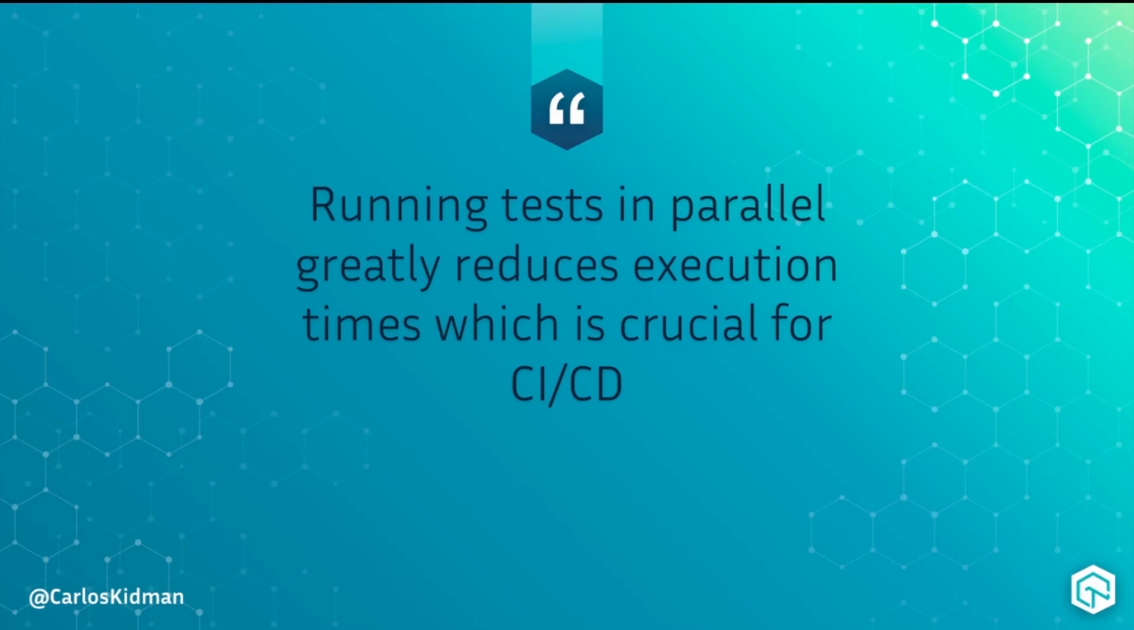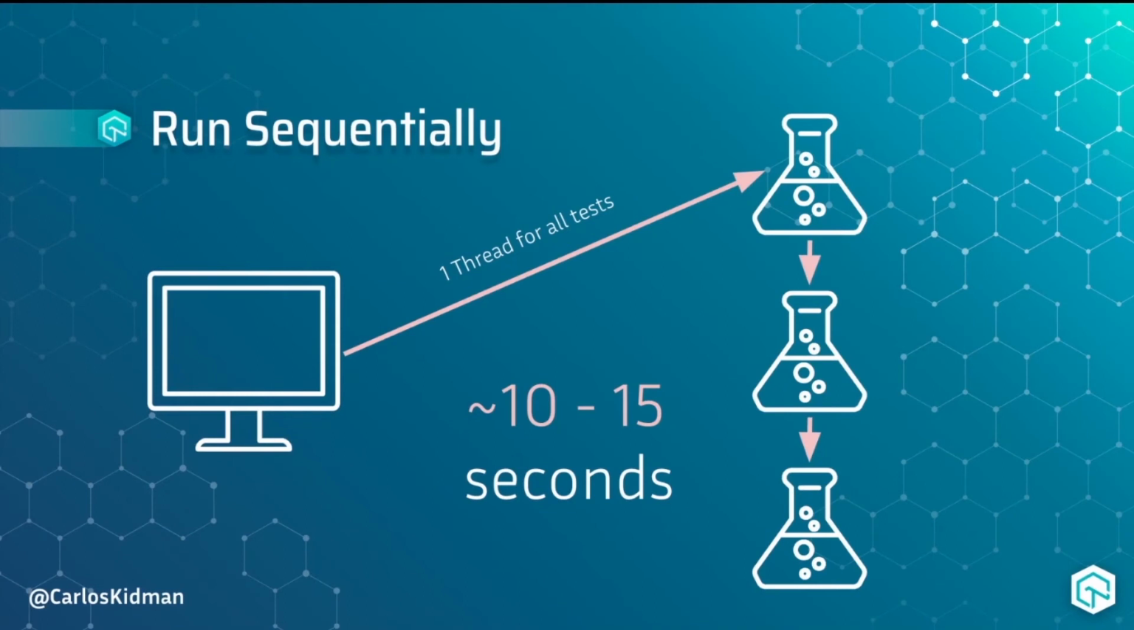It's up to you as the automation engineer to make sure your tests are designed in such a way that you can execute them in parallel and have short execution times. This is easier said than done, but let's take a look at what we've created so far. Running our tests one by one would take about 10 to 15 seconds, which isn't too bad.